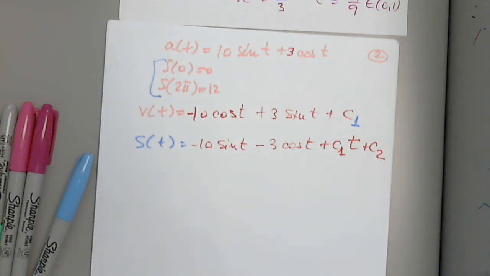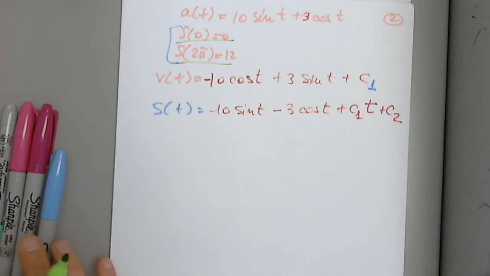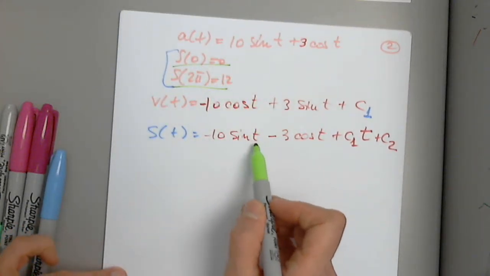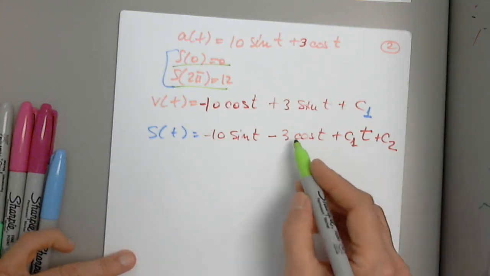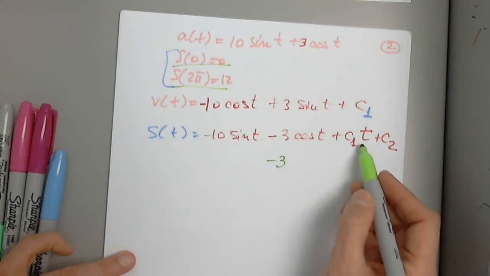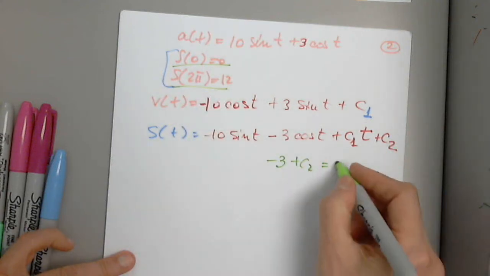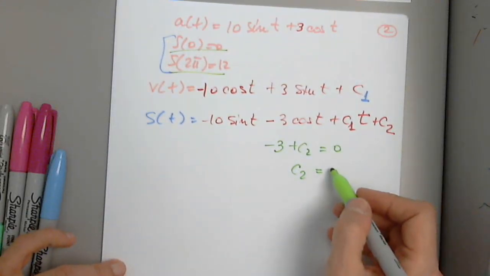Good. So now we have two unknowns, C1 and C2, and we have two equations, or two conditions if you want. So s of 0, when I plug in 0 in t, what do we get? Excellent. When I plug in 0 in cosine, yes, times negative 3. When I plug in 0 in C1 t, 0 plus C2 equals 0. Therefore, C2 must equal 0.